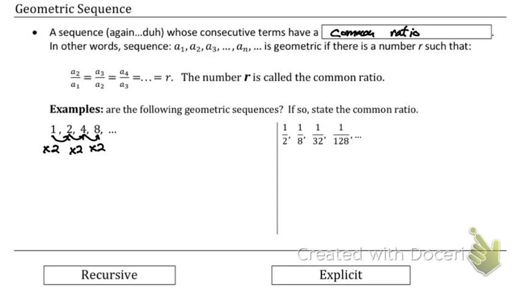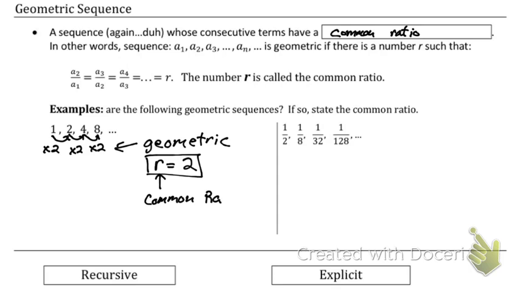It is always geometric if you're multiplying by the same number over and over. So this is going to be your sign that this is geometric. And not only is it geometric, we also know our R, our common ratio, is 2. So it's geometric, common ratio 2. Not that much different than arithmetic, except it has a multiplication sign instead of a plus or minus sign.